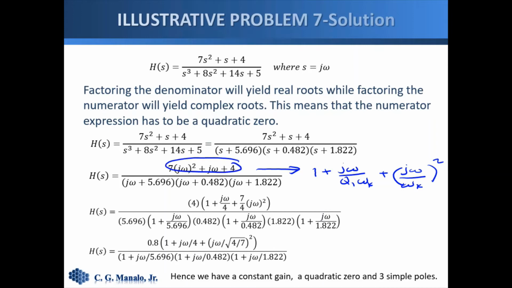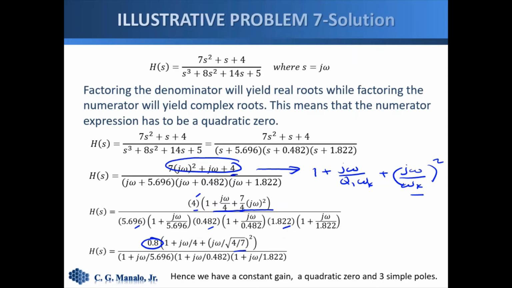Okay, so we can do that by making this a 1. So we need to isolate the 4 there. So we will get this one. Combining this, and this will give us this constant gain. Manipulating this 7 over 4 to make it like this, that will give us this one.